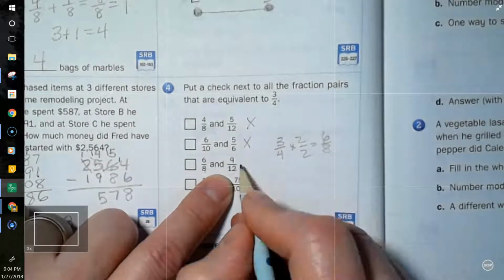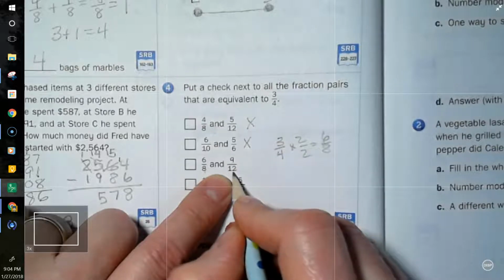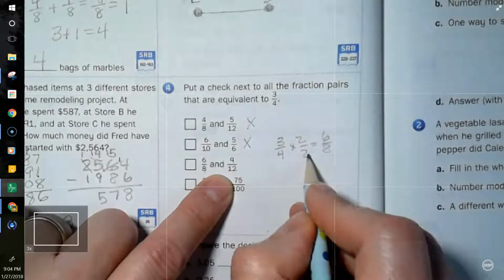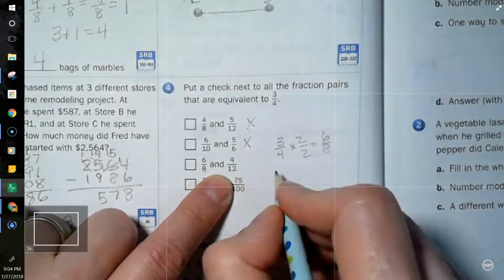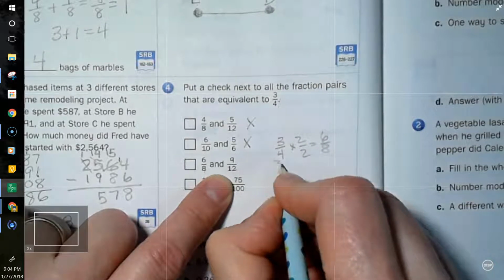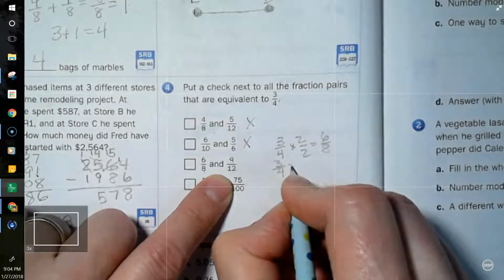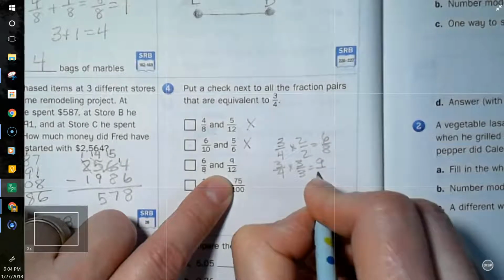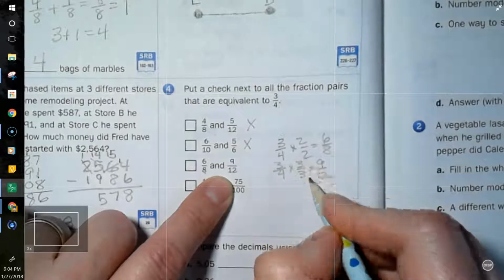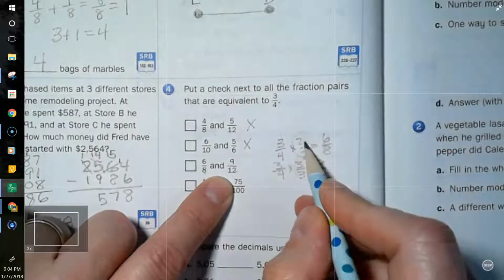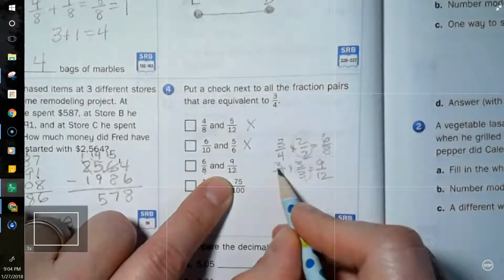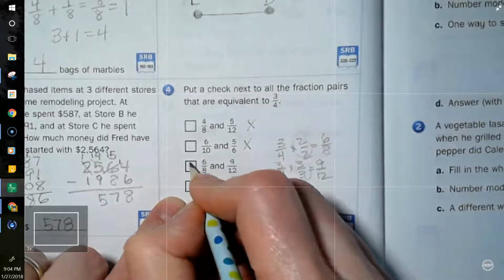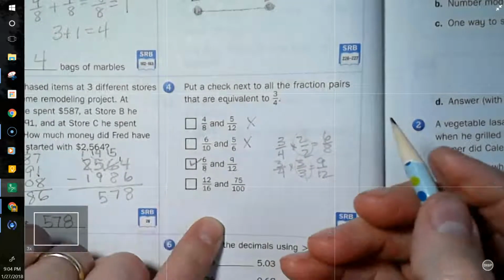Is there something I can multiply 3/4 by that would be a whole number, the whole number 1, and come up with 9/12? I'm going to multiply 3/4 times 3/3, and I get 9/12. So this time again, my 1 here was 2/2, my 1 here is 3/3. I get an equivalent fraction, so I'm going to place a check mark there.